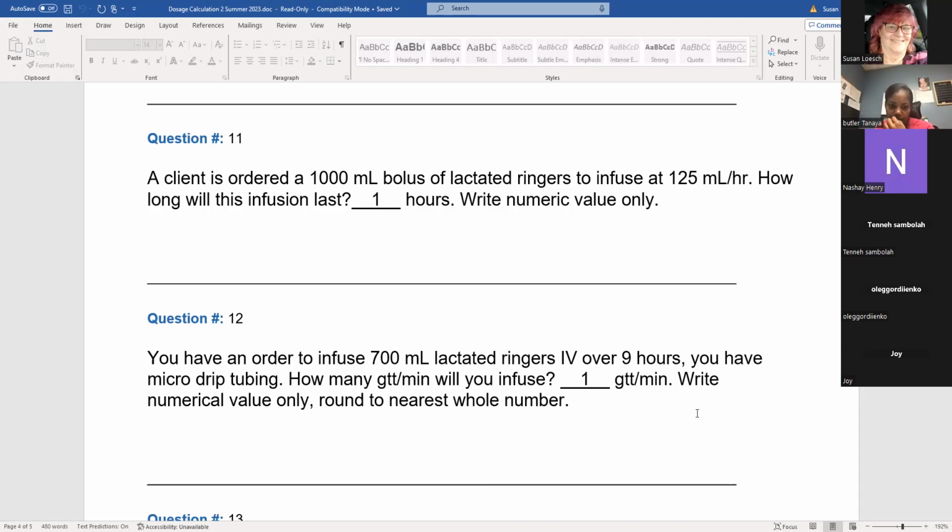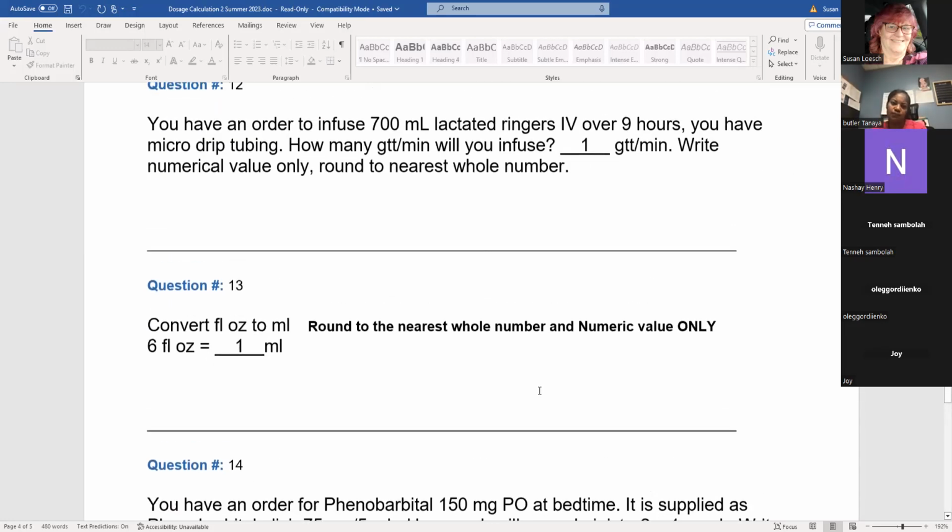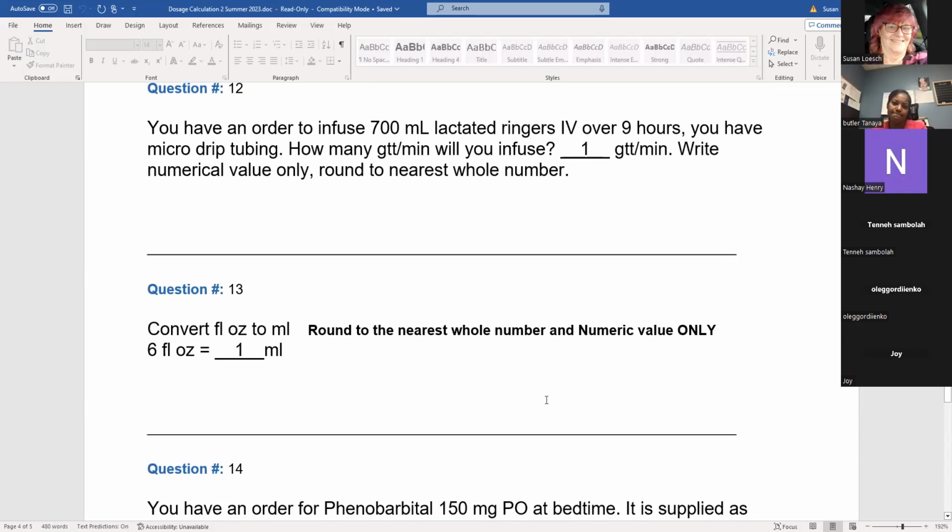78. Okay, good. Everybody got 78? Okay, so now we're going ounces to milliliters. So what you have to determine here is how many milliliters each ounce is worth. And this is a shot glass, right? 30 mLs. 180. Okay, 180 is correct. Everybody good with that one?